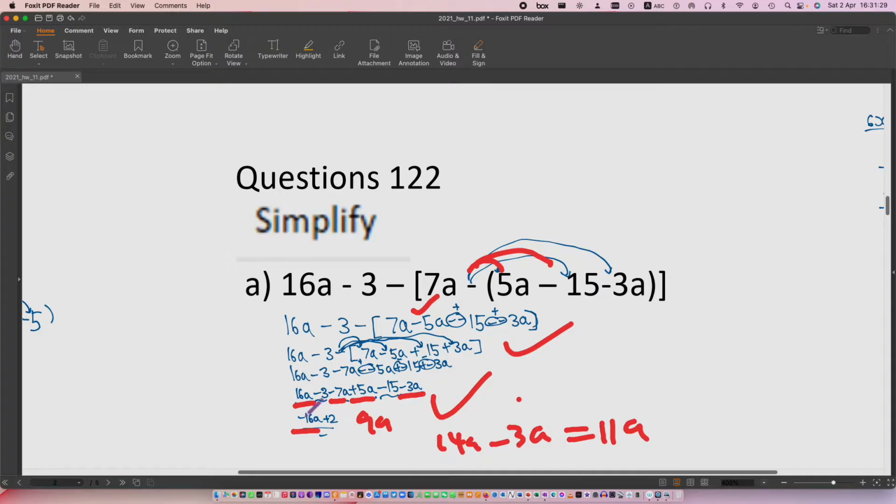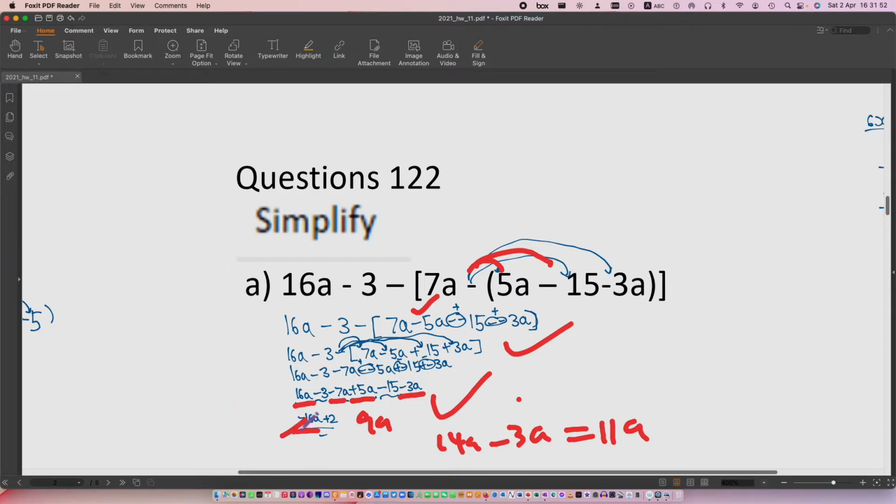You just use a calculator. 16 minus 7. Can you type it? 16 minus 7 plus 5 minus 3. What is it? I don't know. You help me test. It's 11, right? Yeah. Okay, good.